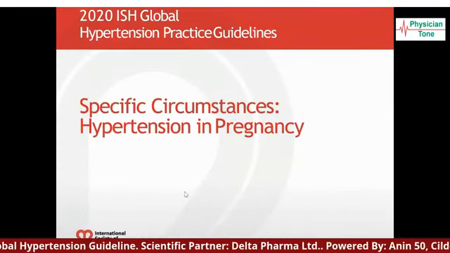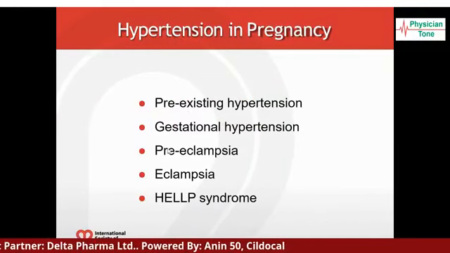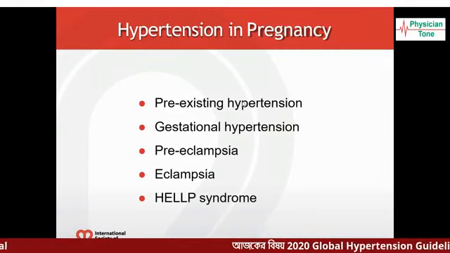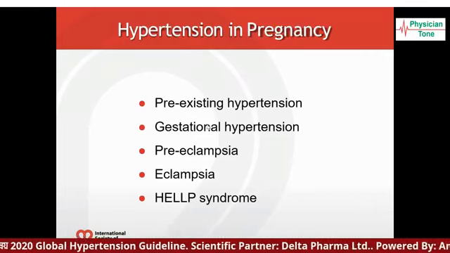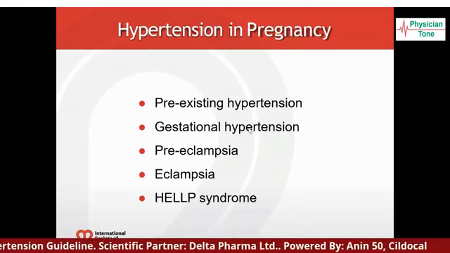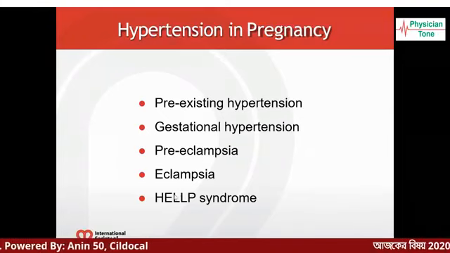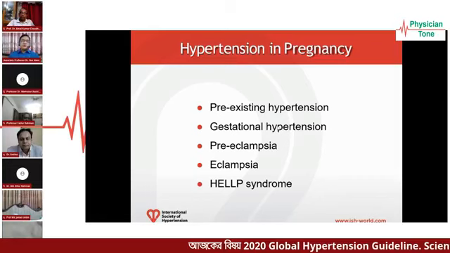Specific circumstances: hypertension in pregnancy. This is very important. There are 4 aspects of hypertension in pregnancy. The pregnant patient might have pre-existing hypertension, that is, if hypertension is present before pregnancy or before 20 weeks of pregnancy. Gestational hypertension is defined as hypertension appearing after 20 weeks of gestation. And then preeclampsia and HELLP syndrome are pregnancy-related complications associated with hypertension.